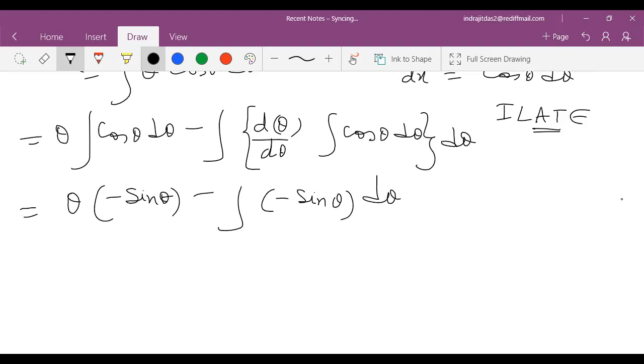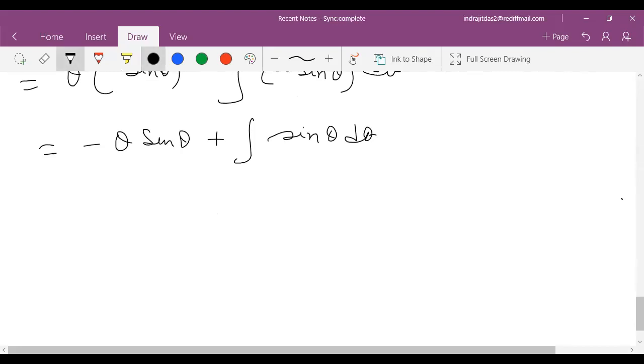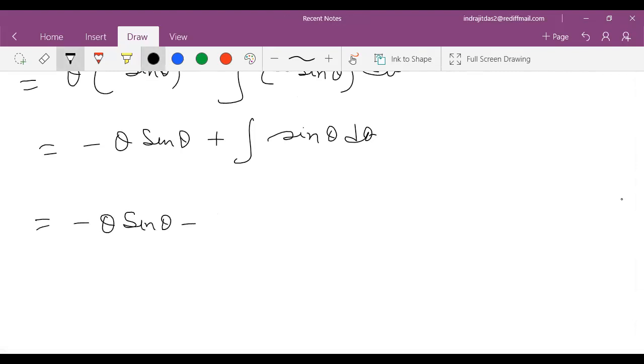So this minus sign will be taken outside, it is minus theta sin theta plus only sin theta d theta. Now integration of sin theta we know, that is cos theta. So we have the answer as minus theta sin theta plus cos theta, because sin theta integration is cos theta. We are not getting the final answer from here because we have said x is equal to sin theta. That means theta is equal to sin inverse x we have taken.